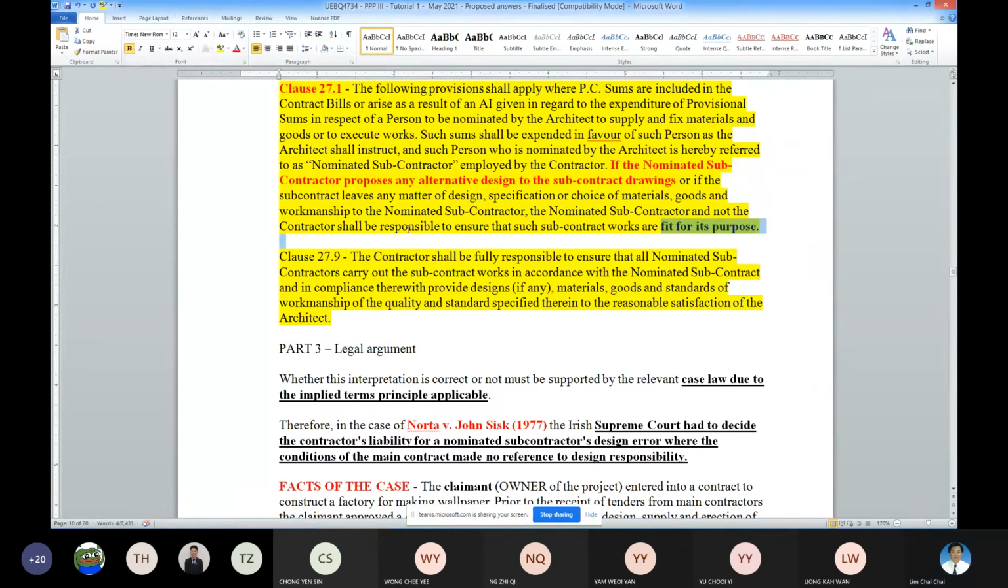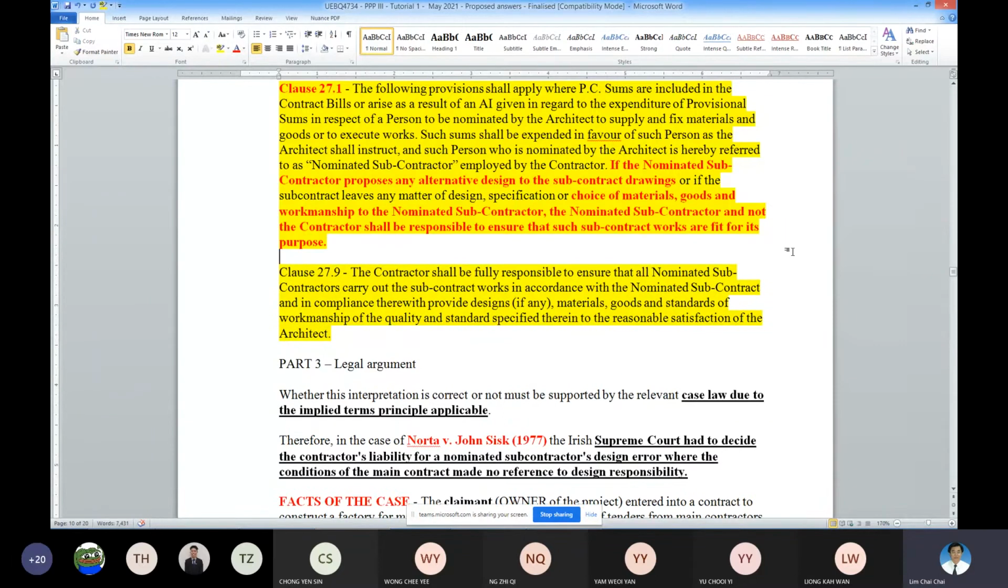Okay, so anything related to the choice of material or goods, NSAs is responsible. So this is part of the contract. Okay, but the contractor has to make sure that the NSAs comply with the contract. Okay, so apart from that, NSA is going to be responsible. It's very clearly here. So now what does the judge so-called say? These are the presentation using your contract understanding to bring forward the argument.